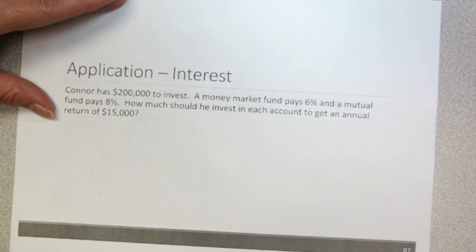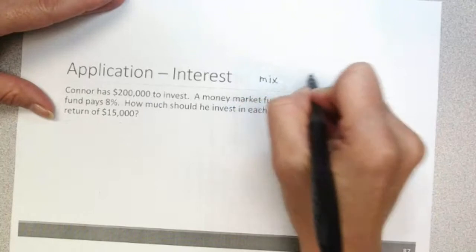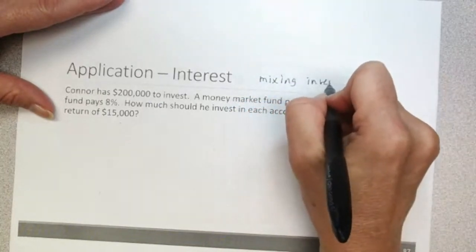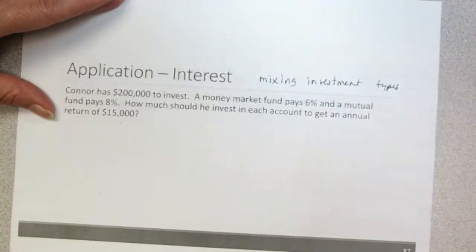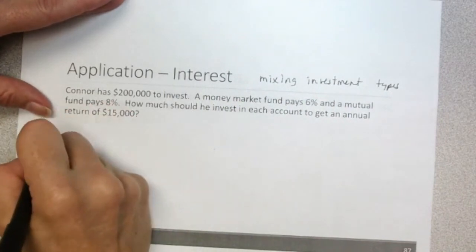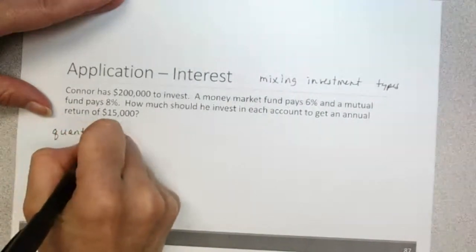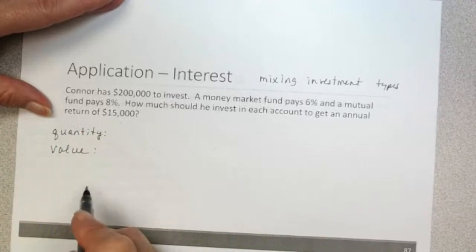Well, this one's a little weird. Can we think about this as a mixture problem? I think so. What we're mixing here is investment interest rates. We're mixing investment types. So I guess we can write a quantity and a value equation. Let's see how this is going to work. Quantity, value. Okay, we're going to need variables.